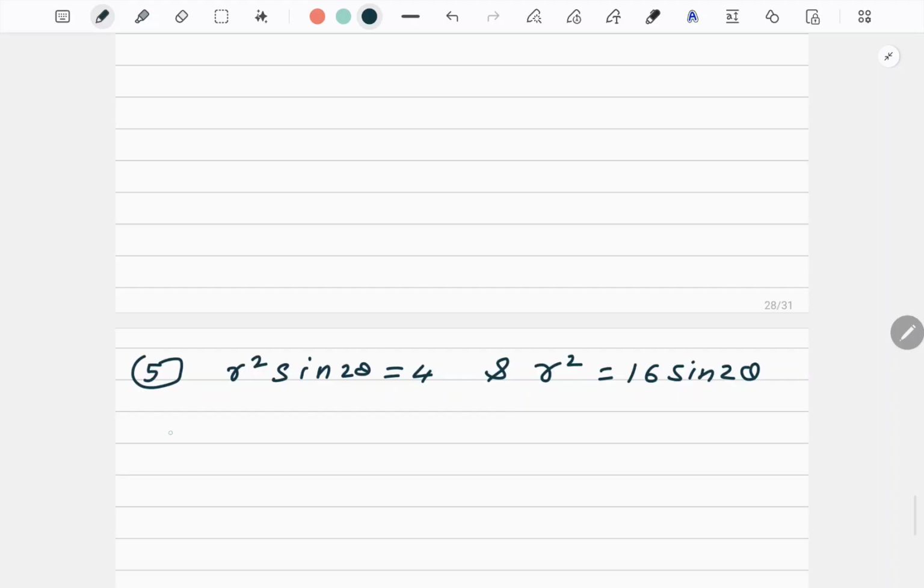Again, take log. I am doing it fast so that you can cover more questions in less time, and you don't have to increase the speed in settings.